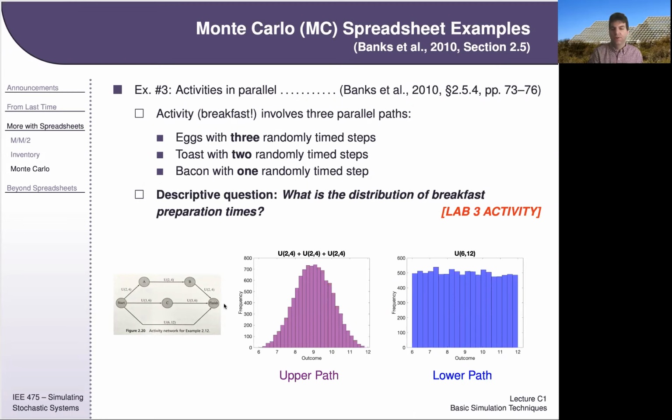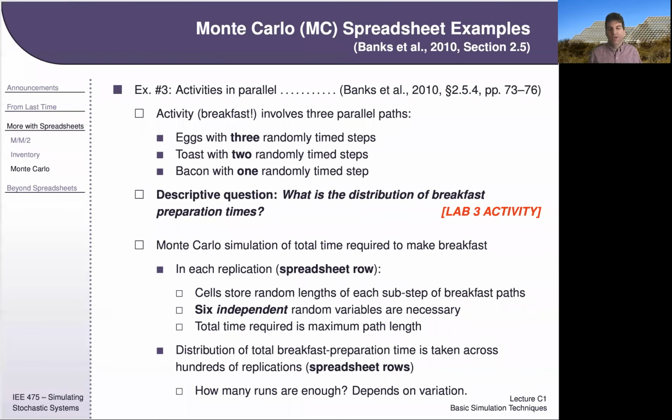So I just want you to focus on that as you do that activity. And this is just one of the other examples of what you can do in a spreadsheet. You can do simulations of these activity networks. And the way you're going to do that in the lab is in every row, you're going to store a draw of basically all 3 times for the upper activity, the 2 times for the middle activity, and the 1 time for the last activity.